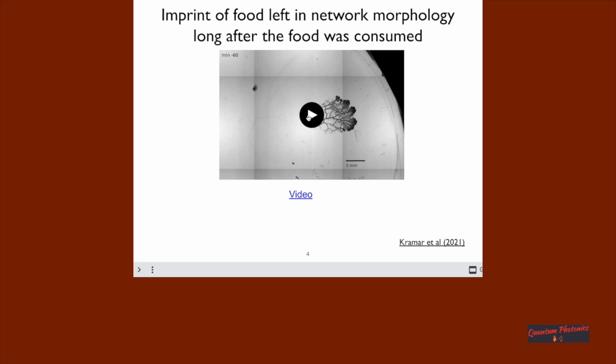If you follow the minute 0 snapshot again, where it was shown where the food is exactly being applied to, and you come back to minute 310 snapshot of the video in the same slide, you can see that there are these big tubes which are formed around the location where the food was applied to, even though the food is completely consumed. And these big tubes are retained in the network for a very long time, even after the food was consumed.